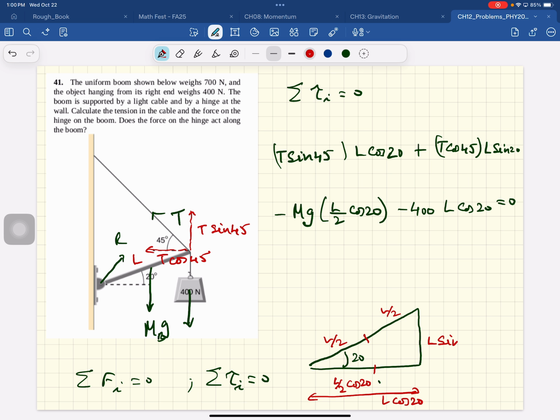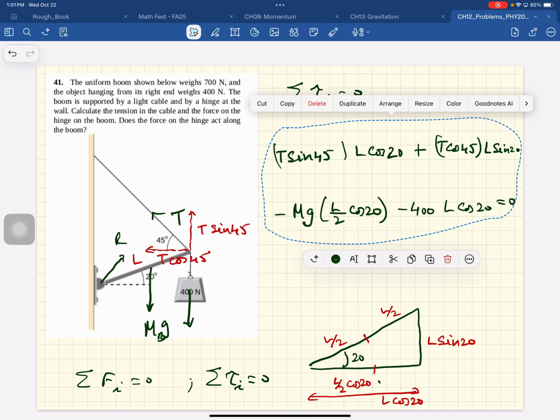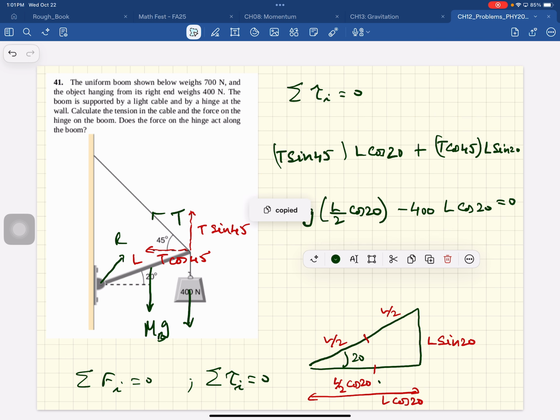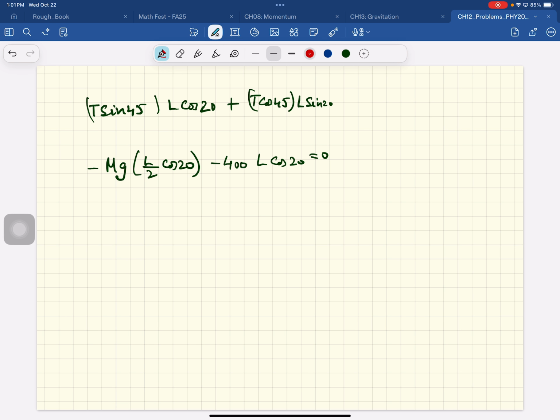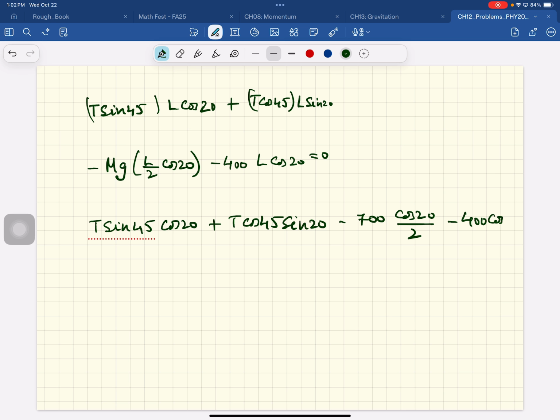All right, so now what is it that we're trying to solve for? We know this, that is 700 newtons. You see, the L will cancel, and that's why it was not given. And T is the only unknown. This is 700 newtons. All right, so let's put all of that information in. T sine 45 cosine 20 plus T cosine 45 sine 20 minus 700 into cosine 20 by 2 minus 400 cosine 20 equal to 0.